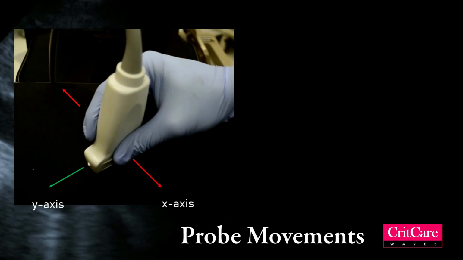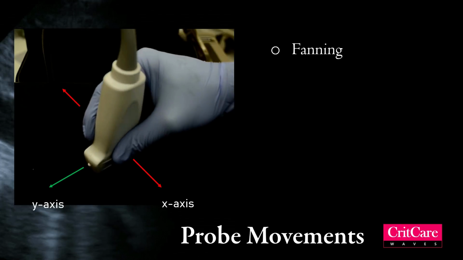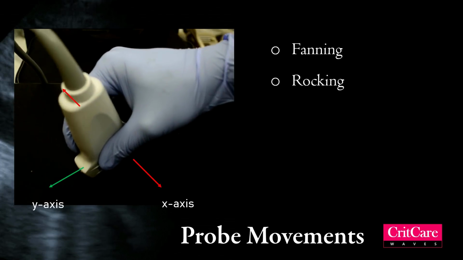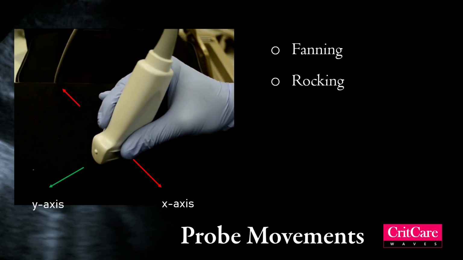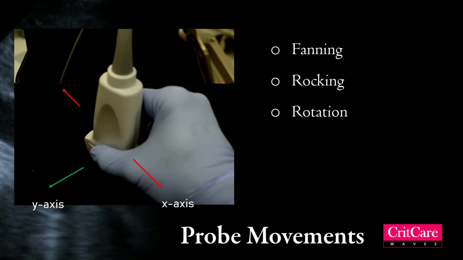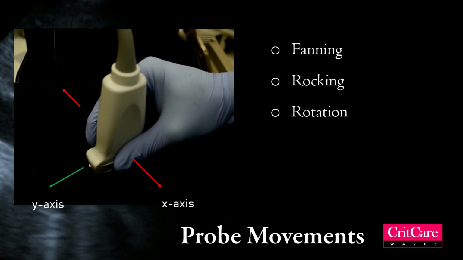This motion being demonstrated is called fanning, performed by adjusting the tail of the probe in the X axis. This motion is called rocking, and is performed by adjusting the tail of the probe in the Y axis. Rotation is either clockwise or counterclockwise.